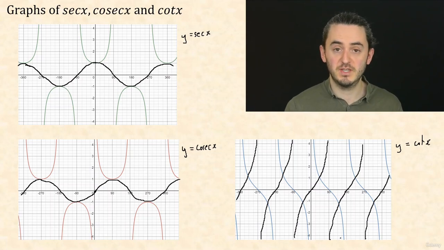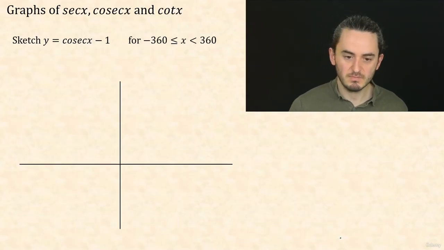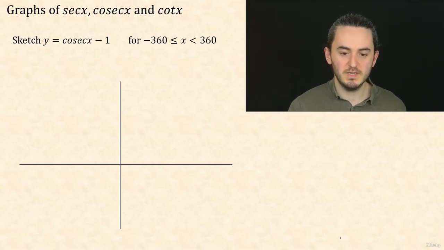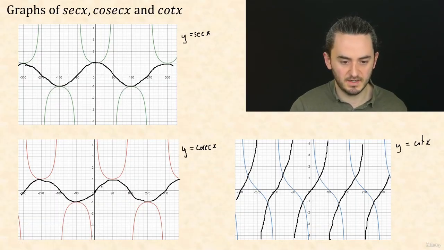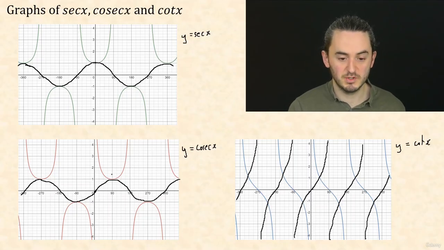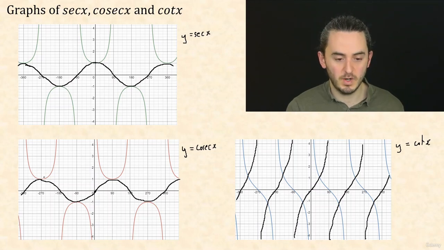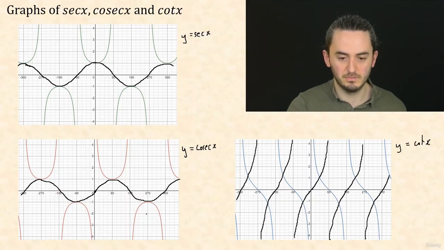Okay, let's have a look at a few questions that ask us to sketch transformations of these. So can we sketch y equals cosec x minus 1 between minus 360 and 360? So let's flip back here. Well, here is cosec x, this red one. So if we're sketching cosec x minus 1, we've just got to drop this down by 1. So all of these minimum points, rather than being at 1, are going to drop down to 0. And all of these little local maximums here are going to drop down to negative 2.